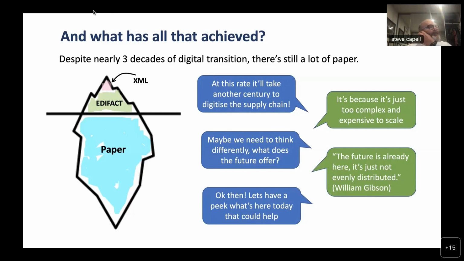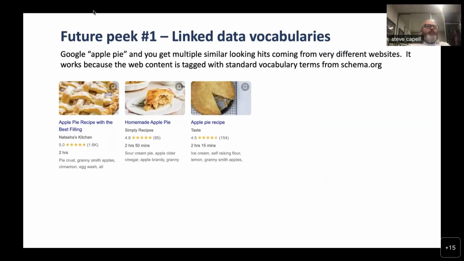And so it's a little bit of a peer into the future, but to quote William Gibson, the future is actually already with us if you just look in the right place. So rather than invent the future, I'm just going to pick 3 technologies that I think will have a significant impact on the rate of digitization in the cross-border supply chain, and explain why. So the first one, the previous speaker touched on, is linked data vocabularies.